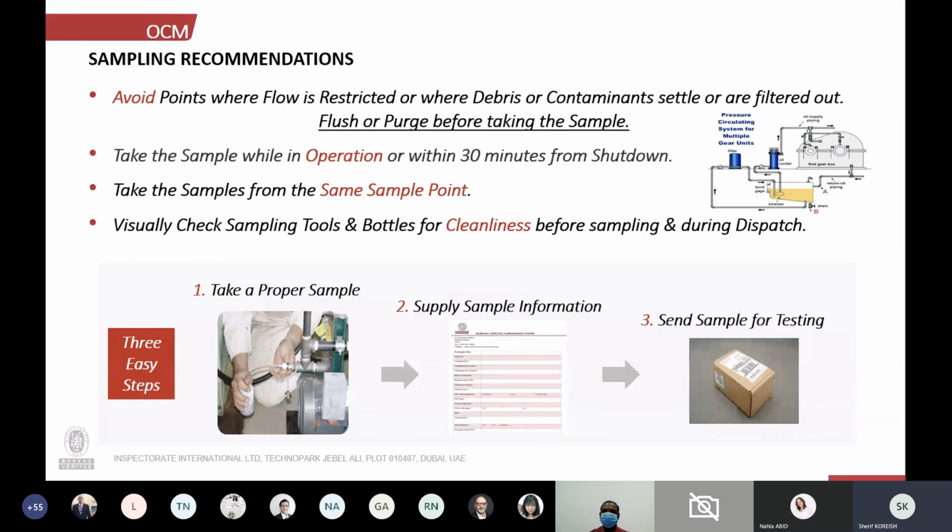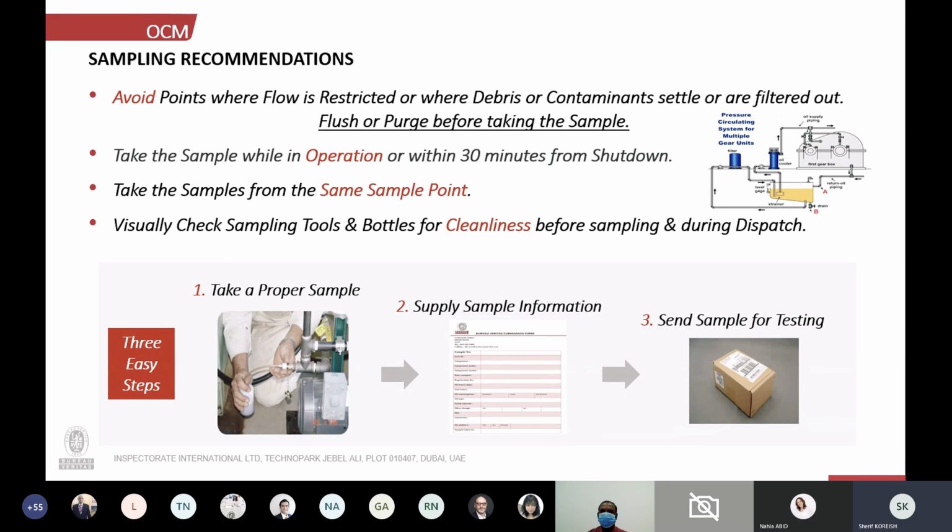You have to take the sample while in operation. You don't take a sample from a machine which is out of service or not operating for a long time. Or if you have a shutdown, you have to take a sample within 30 minutes from the shutdown itself. You need to take the samples from the same sample point every time you sample a certain machinery or equipment. Prior to taking the sample, you have to visually check that your sampling tools and bottles are checked for cleanliness, and again, after dispatch, no leaks and stuff like that.